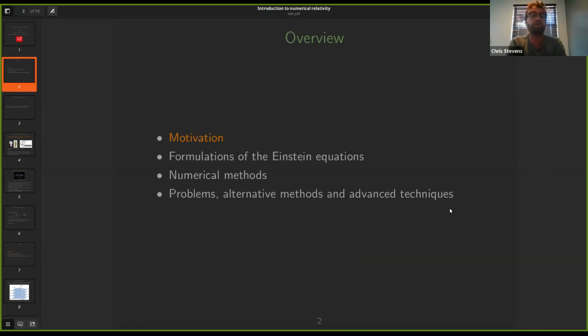Yeah, I've been asked to give a talk on numerical relativity as well as run some labs over the next few days. So I thought I would just give a brief overview of that first.